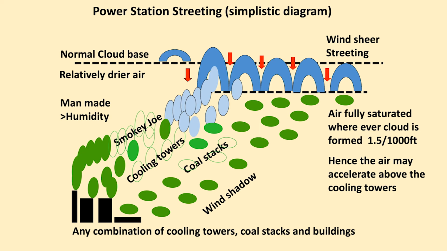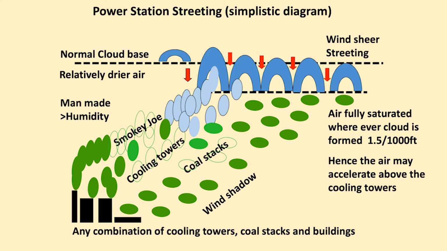Air which is fully saturated wherever the cloud is formed will change its temperature at 1.5 degrees per 1,000 feet. So we have some increased induced instability in the atmosphere at that point. Hence the air may accelerate above the cooling towers. Of course, downwind of the power station may be a wind shadow, which is providing another literal hotspot. So any combination of cooling towers, coal stacks and buildings are providing energy into the street. But the most important aspect is the humidity.